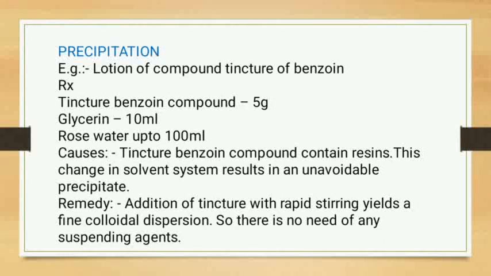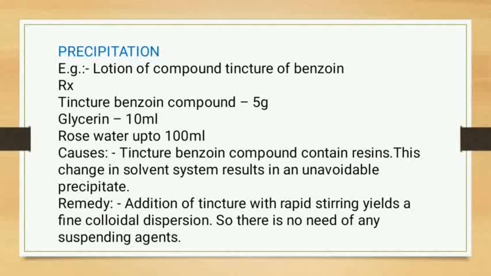So, an example for this is lotion of compound tincture of benzoin, which includes tincture benzoin compound 5 gram, glycerin 10 ml, rose water up to 100 ml. Now, the cause for this precipitation is that tincture benzoin compound contains resin. This change in solvent system results in an unavoidable precipitate and it can be overcome by addition of tincture with rapid stirring, which yields a fine colloidal dispersion, so there is no need of any suspending agent.